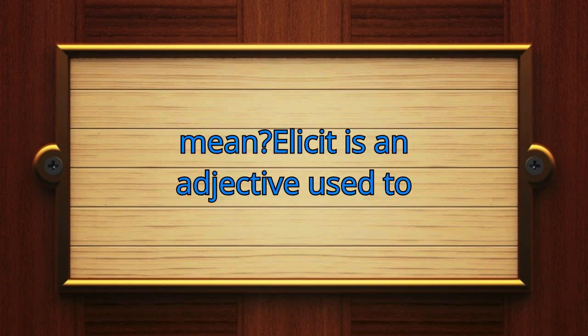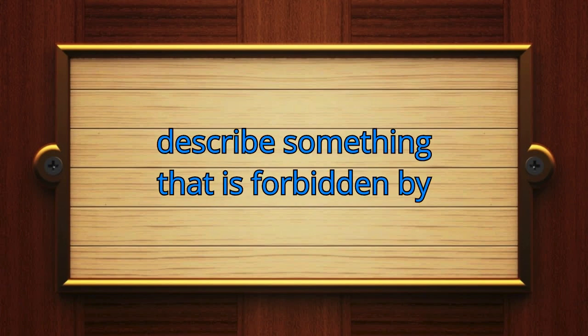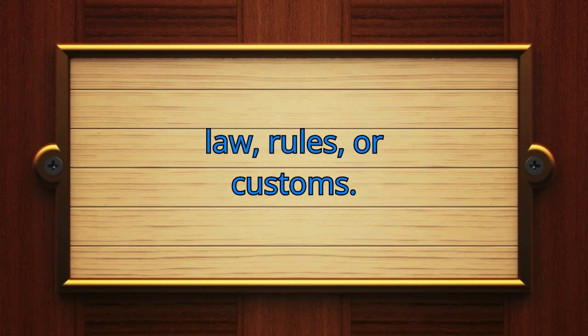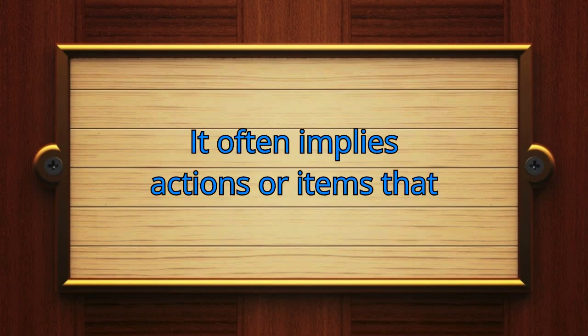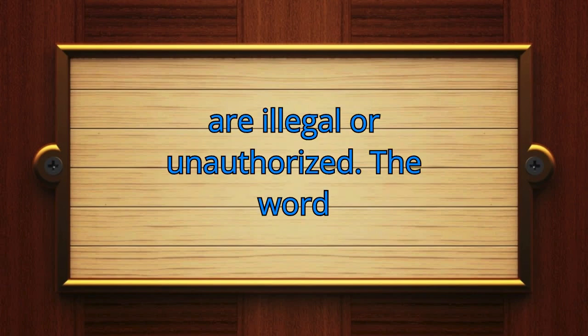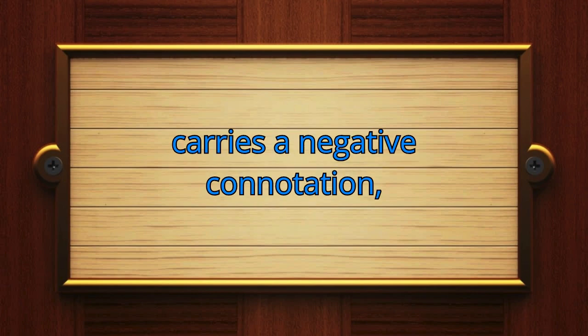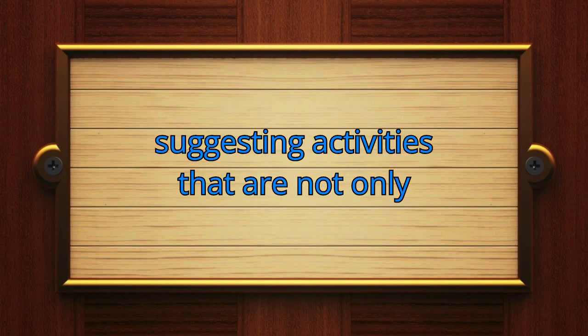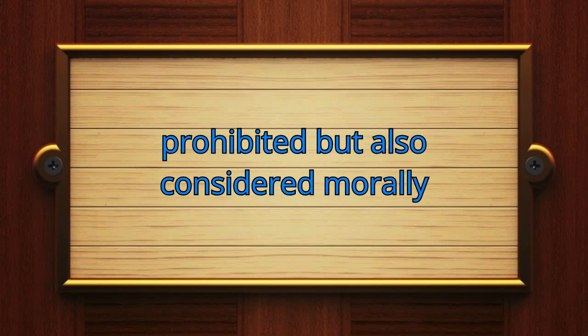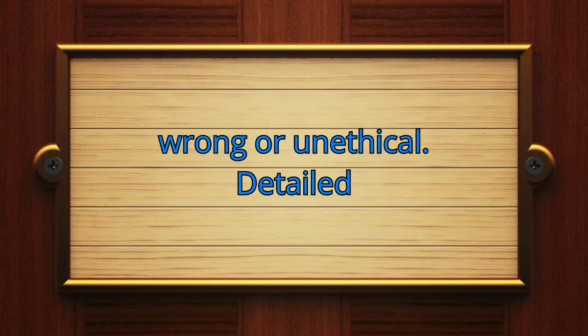What does illicit mean? Illicit is an adjective used to describe something that is forbidden by law, rules, or customs. It often implies actions or items that are illegal or unauthorized. The word carries a negative connotation, suggesting activities that are not only prohibited but also considered morally wrong or unethical.